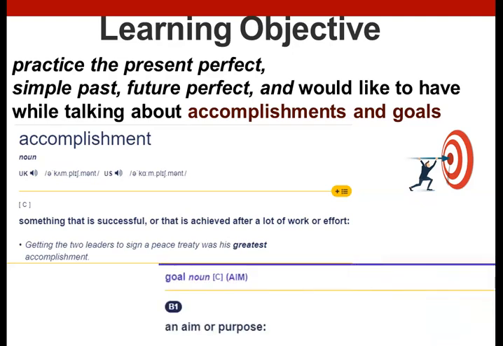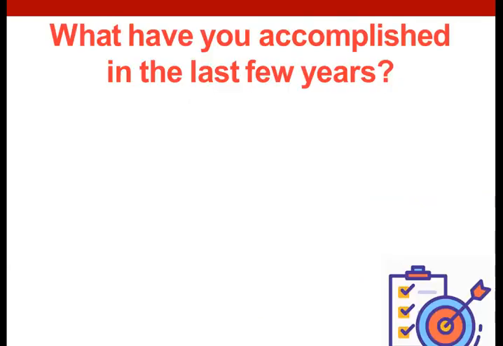And what is a goal? A goal is an aim or purpose. So a goal is connected with the future. This is something that we want to achieve in the future. So accomplishment is about the past and goal is about the future. That's why while talking about accomplishments and goals, we need a different range of tenses: simple past, present perfect, or future perfect to talk about that.